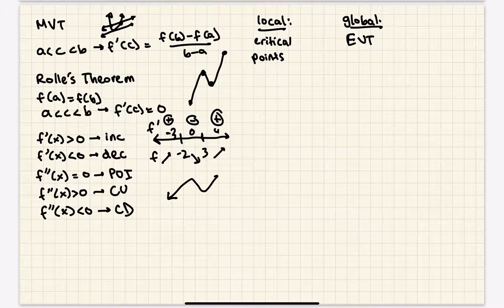And this is kind of like the shape of the graph. Obviously, it's not exact, but it just tells you that it's going from increasing to decreasing here, which means there has to be a maximum here. It's going from decreasing to increasing, so minimum here.